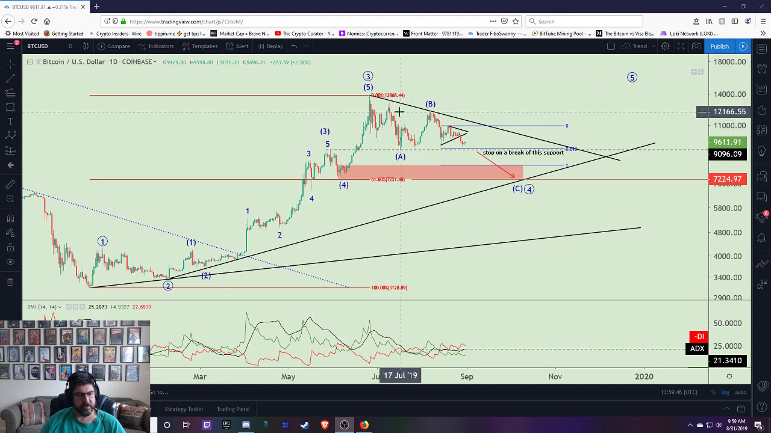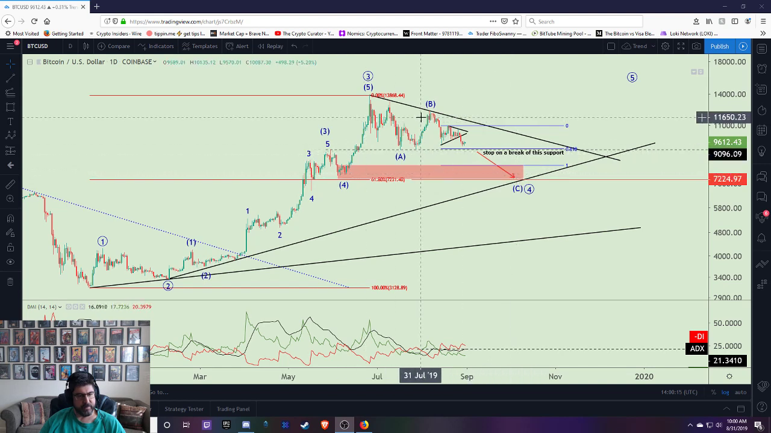And what I'm looking at as a possibility, and I'm not saying this is a fact, but I'm using this as a guide to say I need to stop this if it breaks 9100, is an ABC correction, which would be a zigzag. Basically, it's a 3-3-5 pattern. So you go 1, 2, 3 here, which is an A. Then you've got 1, 2, 3, which is a B, and then you've got a 1, 2, which could be a 3, a 4 would come up here, and then a 5.